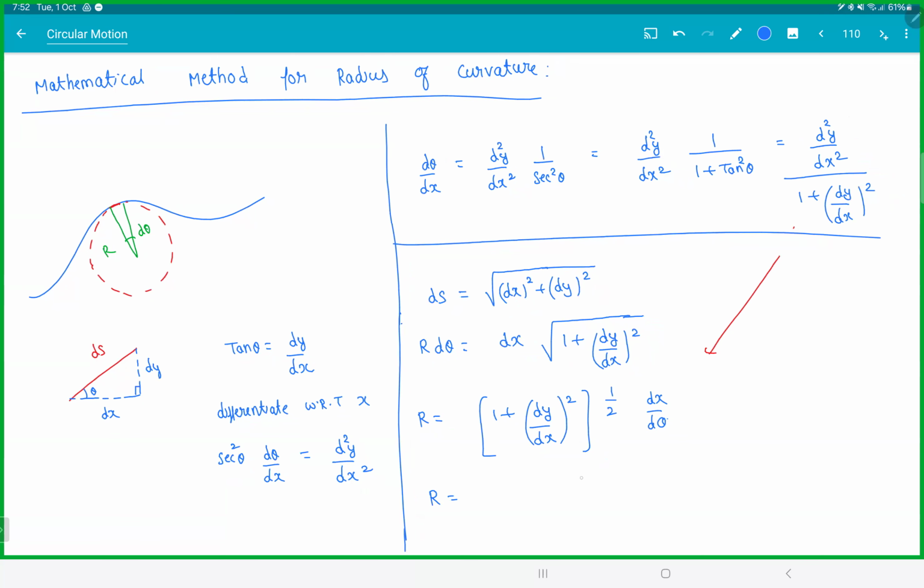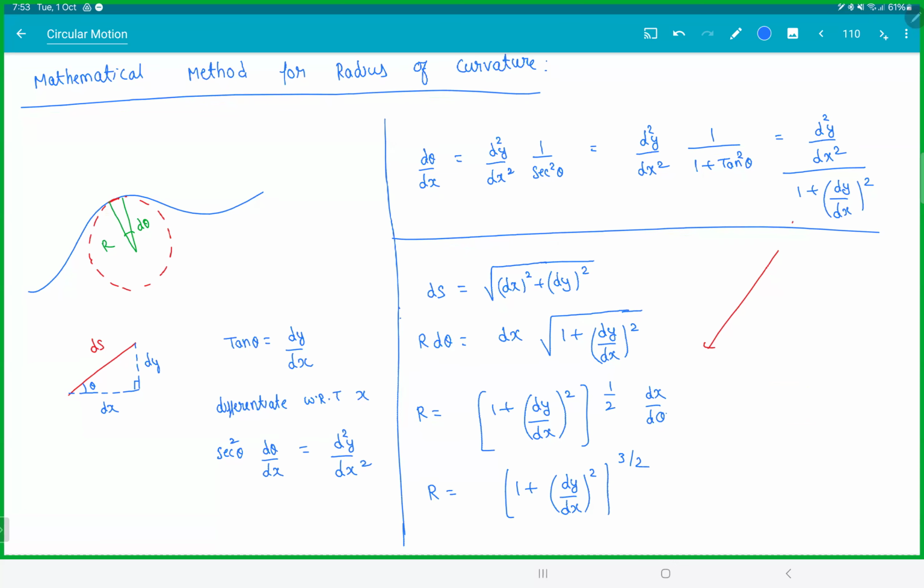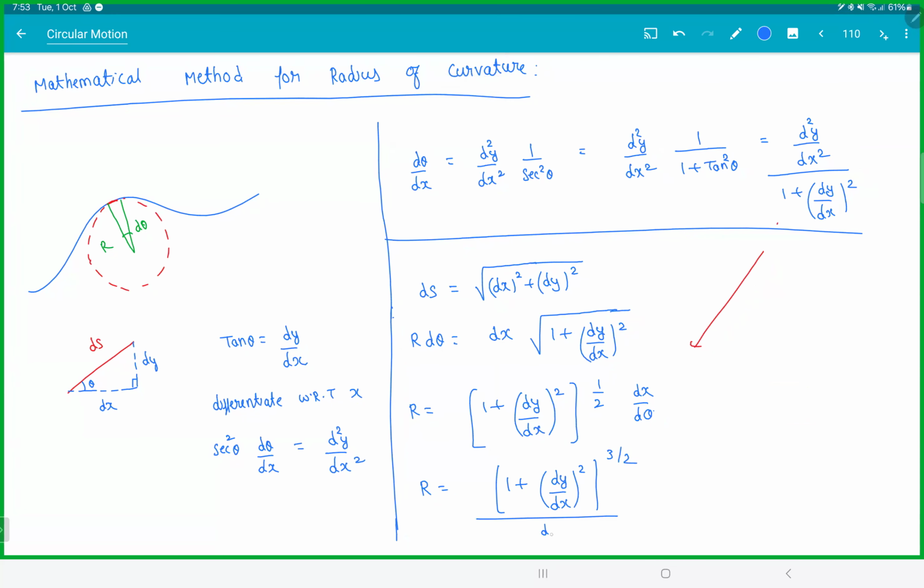So when I substitute here, that is d theta by dx. So 1 plus dy by dx whole square to the power 3 by 2, divided by d square y by dx square. I'll write it on the next page again. This is the formula for radius of curvature.